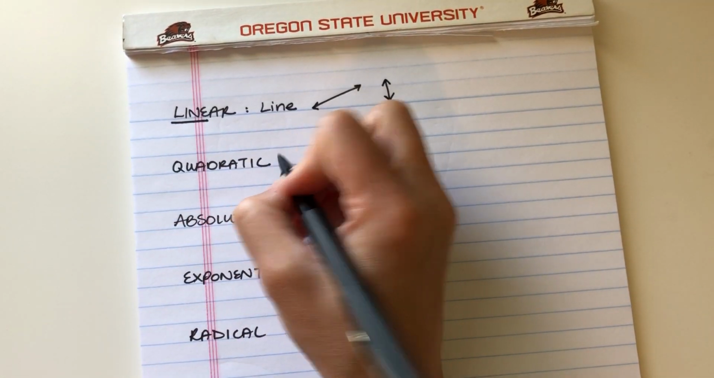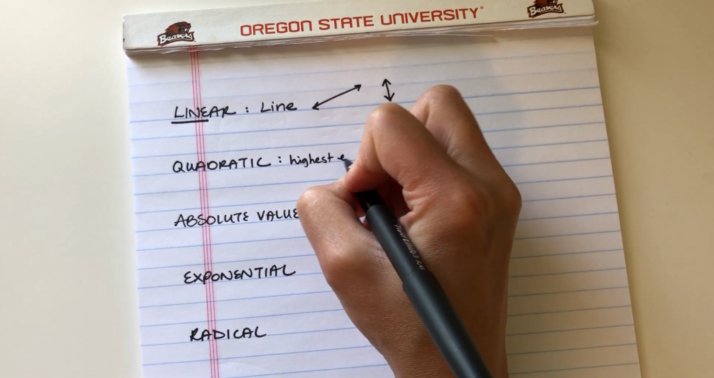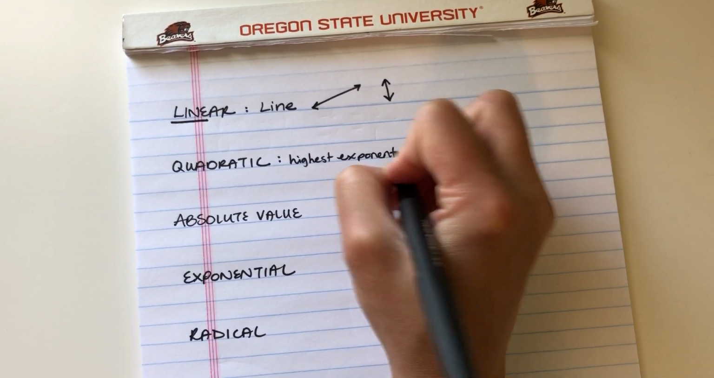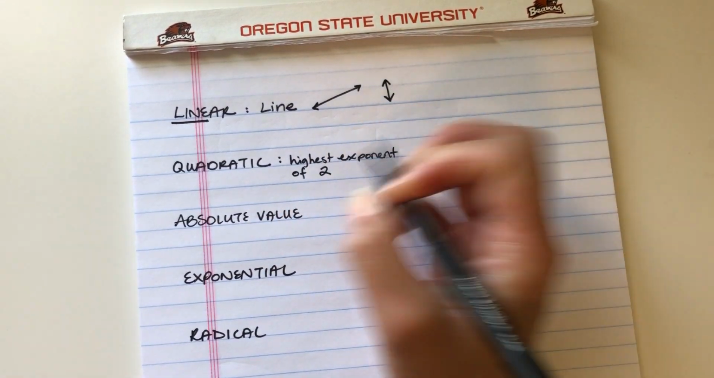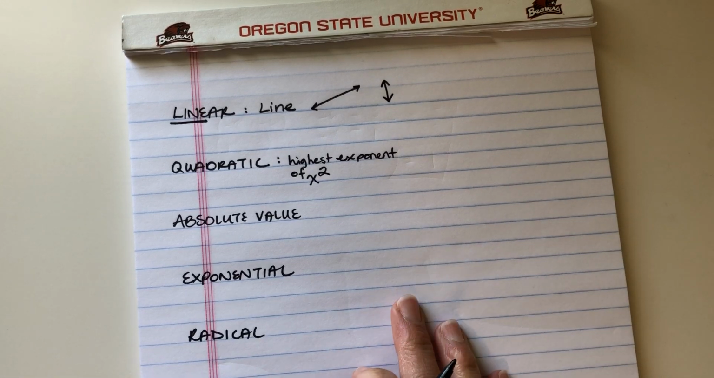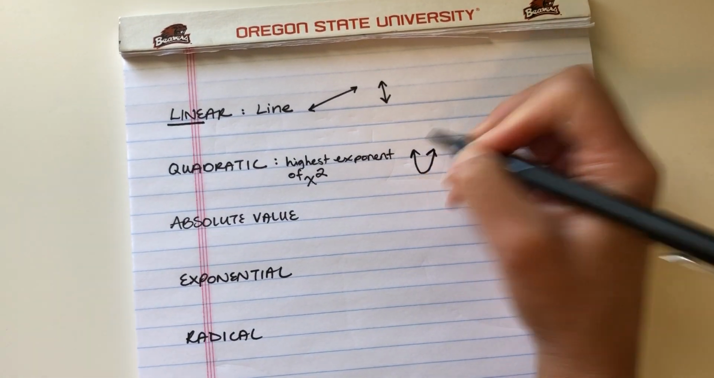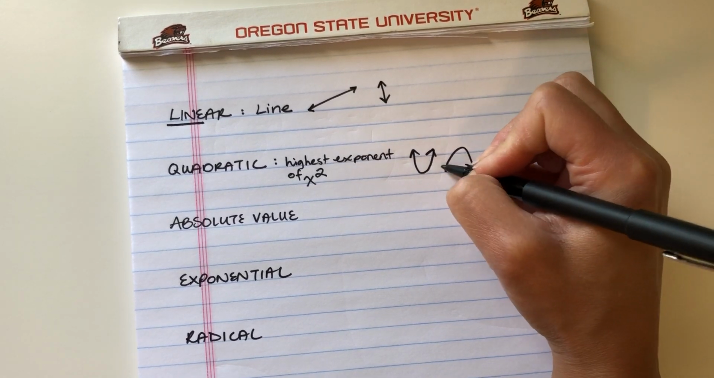Quadratic graph. This kind of graph is going to have a highest exponent of 2. So it's going to have like an x squared or like a t squared or whatever. And the quadratics always look like parabolas. So we have smileys and we have frownies.